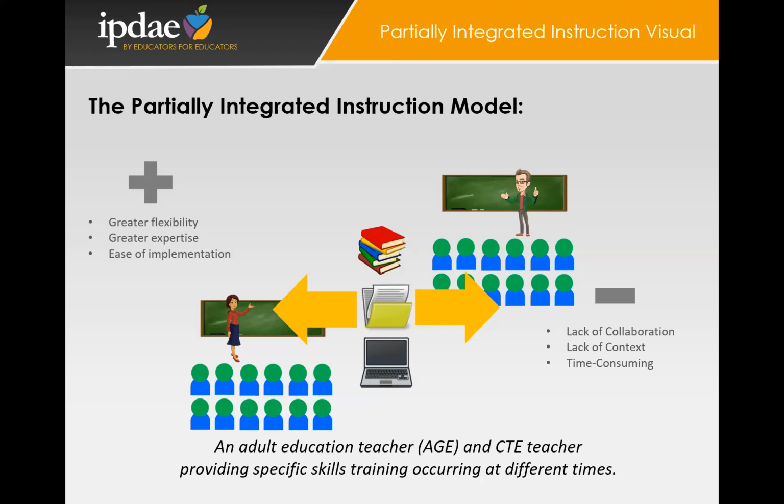Another pro is expertise. The separation allows instructors to focus on their area of expertise. So basic skills instructors can focus on academic instruction, while the vocational or career technical instructors can focus on occupational skills. There's ease of implementation. This model might actually be easier to implement than the fully integrated models, as it doesn't require as much coordination between two different instructors or departments.